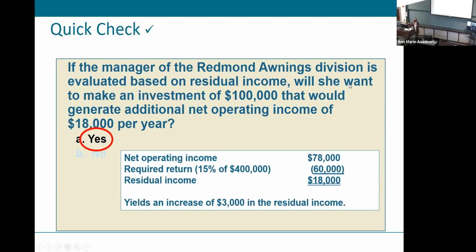So we would have rejected it if we used ROI. We would accept it if we used residual income. But why do we usually use ROI? Why is that widely known as the way we evaluate segments? Right, because you want to be able to compare your different divisions and you can't do that with residual income.